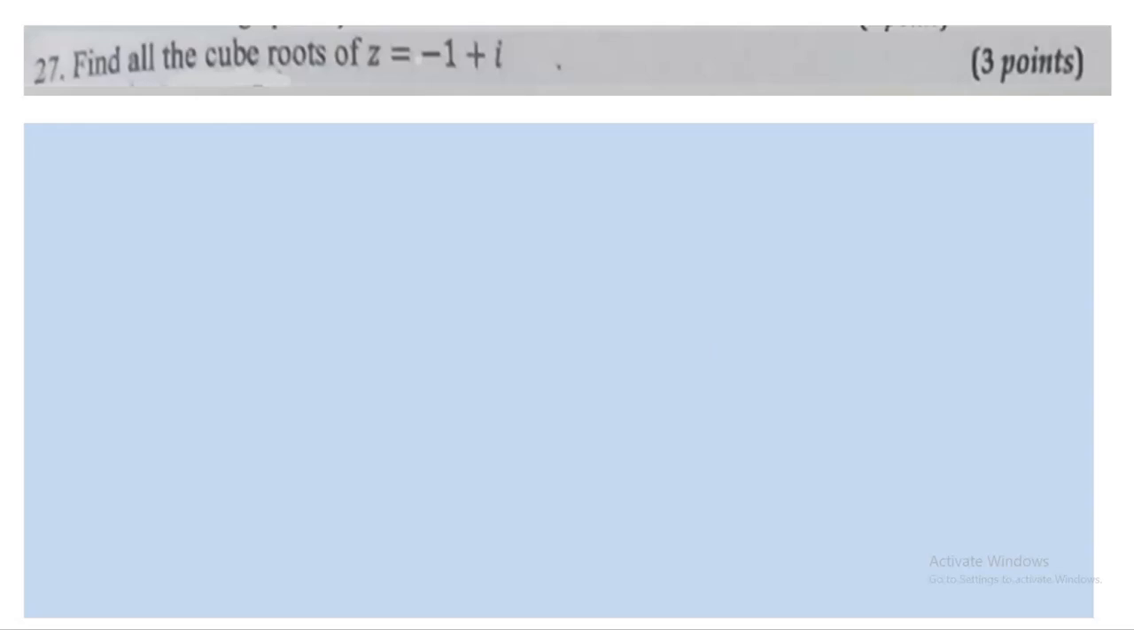So proceeding to the next one, we are having question number 27. It says, find all the cube roots of z equals negative 1 plus i. So we have studied how we can find the nth root of a complex number. So the first thing is to find the modulus. The modulus of this complex number is the square root of the sum of the squares of the real and the imaginary parts, minus 1 squared plus 1 squared makes radical 2.